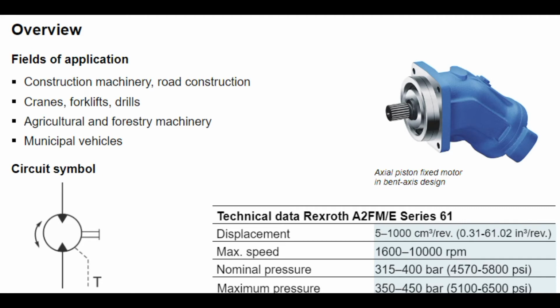Depending on size, the motor has a maximum speed range of 1,600 to 10,000 revolutions per minute at a nominal pressure of 315 to 400 bar, with temporary high pressure between 350 and 450 bar.